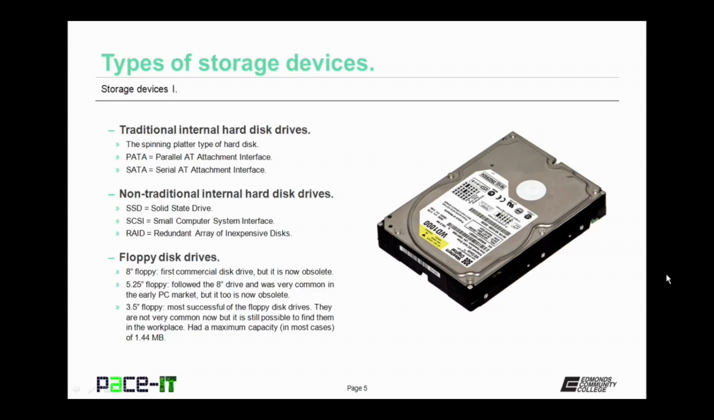First up is the traditional internal hard disk drive. It's the spinning platter type of hard disk. It had two types of interfaces. It had the parallel AT attachment interface, the PATA interface, and the SATA interface, serial AT attachment interface. These are still very common in today's computers.